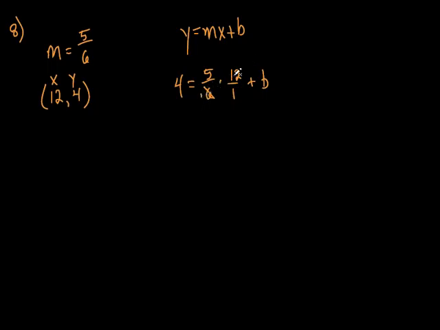6 goes into 6 1 time. 6 goes into 12, what? 2 times. So 4 equals what? 10. Right, 5 times 2 is 10. Plus b, and now you solve for b. Subtract 10 from both sides. And b is, what's 4 minus 10? It's negative 6. You should be able to do that in your head.